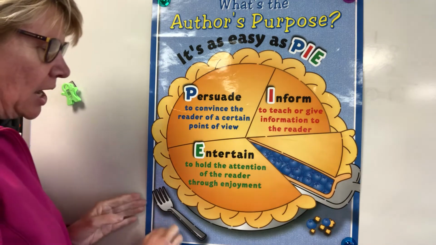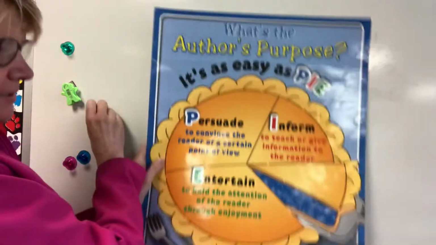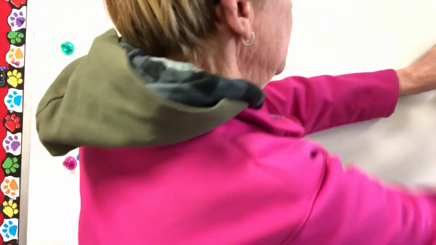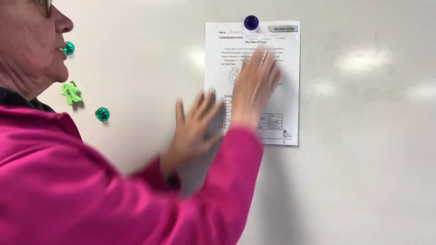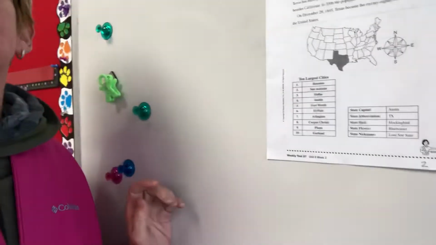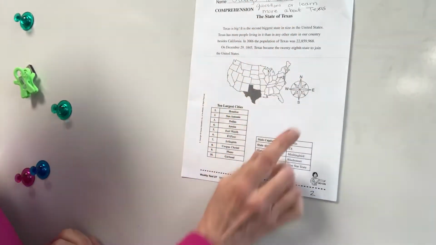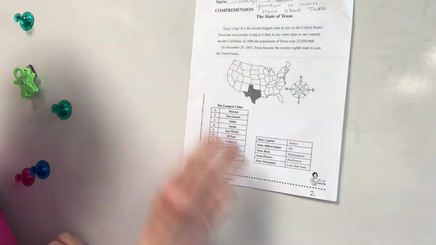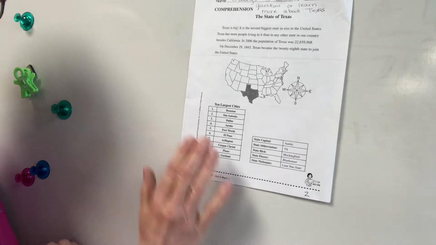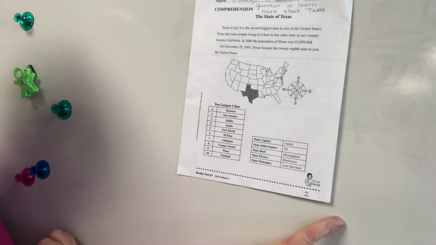All right? The next part of the reading, I want to go over the comprehension test. And it's all about the state of Texas. Let's get a little bit closer. So our comprehension test is about the state of Texas. There are 3 ways to answer the questions today, or whenever you take the test. There are 3 ways to answer the comprehension questions on the back.